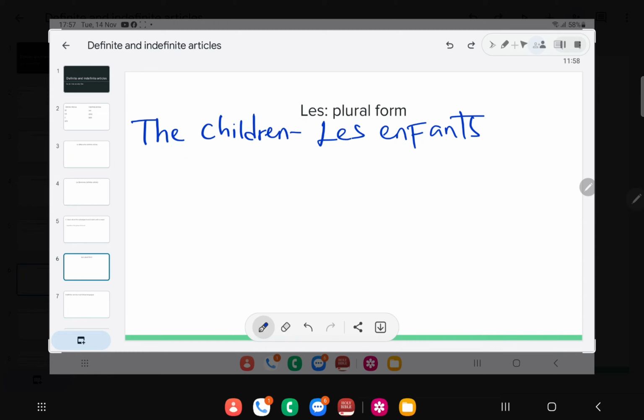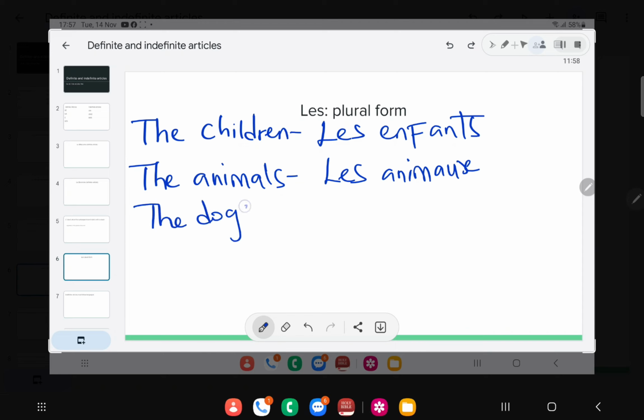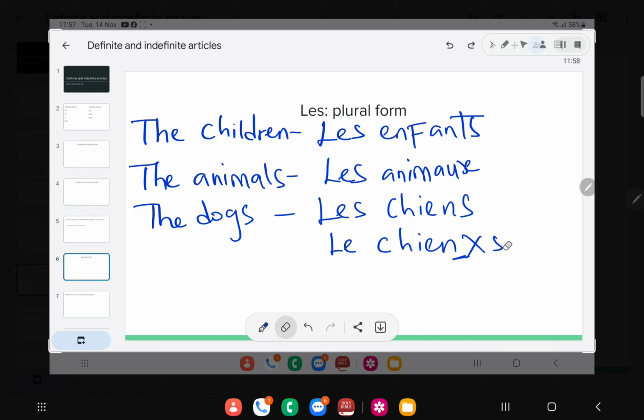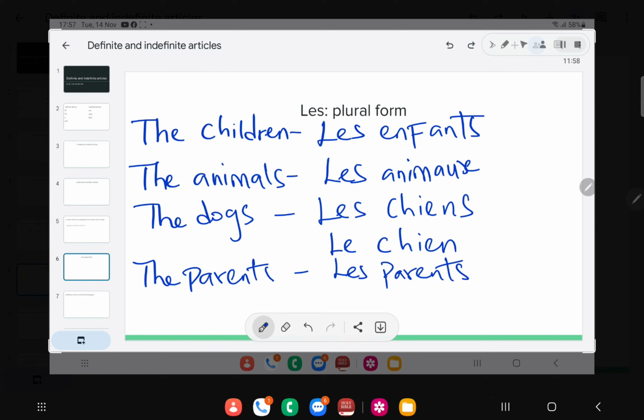Another example, if I want to say the animals, this will be les animaux. If I want to say the dogs, this will be les chiens. If it was one dog, it will be le chien, without S. Take note. If I want to say the parents, this will be les parents. So take note of these words. We are slowly building your vocabulary.